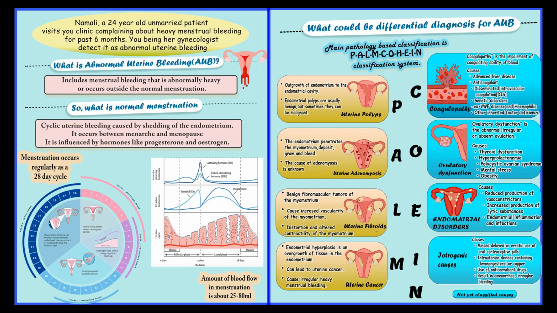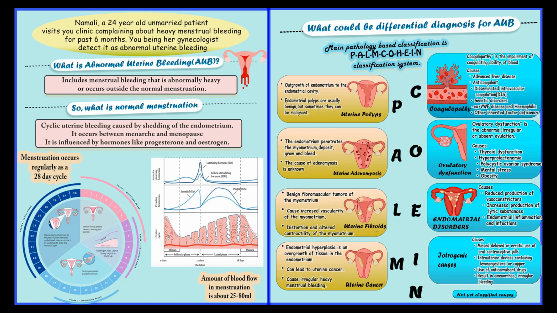And the third one is leiomyomas, most commonly called fibroids. This is quite a common phenomenon. Vascularized benign tumors may occur in the uterus, and the most common cause for abnormal uterine bleeding is submucous fibroids. And the last of the structural causes is malignancy or hyperplasia. Hyperplasia is the uncontrolled overgrowth of endometrial tissue, and if this persists for a longer period, it can become cancer, uterine cancer. Next is the non-structural entities like coagulopathies and ovulatory dysfunction.